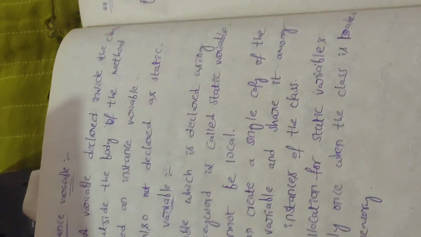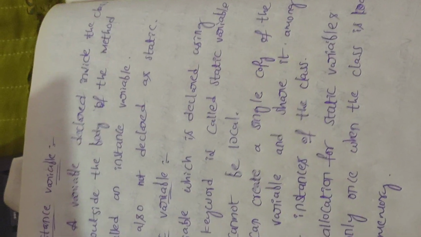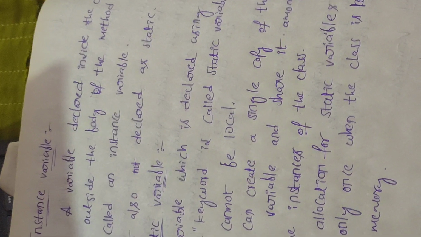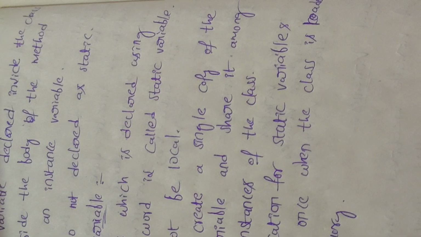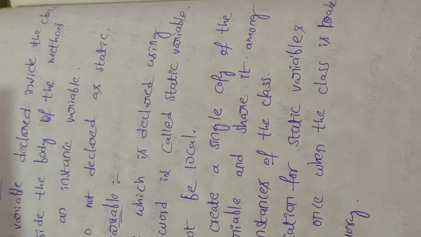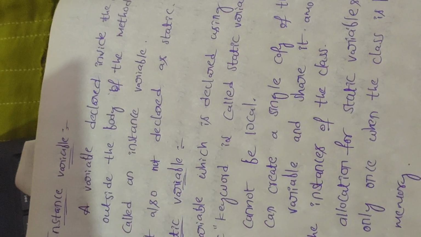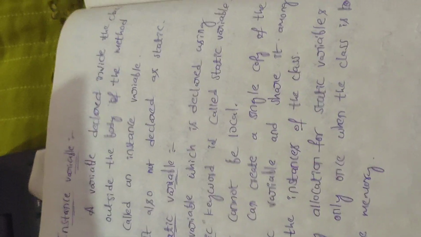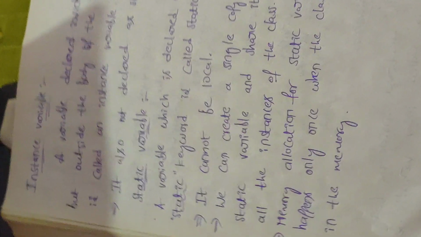Next, instance variables. An instance variable is a variable which is declared inside the class and outside of the method. That means outside of the main method and outside of any user defined method. That is called an instance variable. That is also not declared as static.